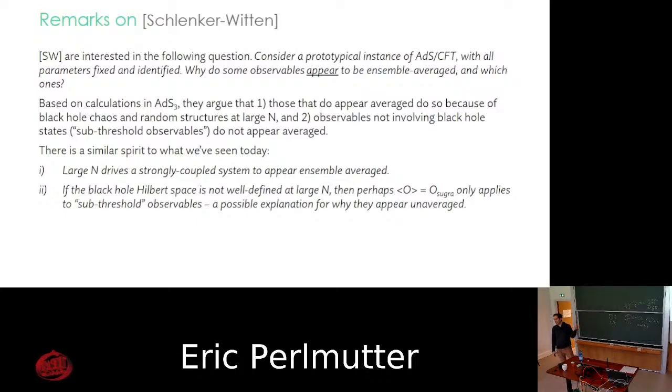our paper gives a kind of explanation for why they appear unaveraged. It's because the average and the unaveraged coincide. So in other words, from their point of view, everything appears averaged, but just for the sub-threshold observables, the average is the same thing as just looking at the supergravity value itself.